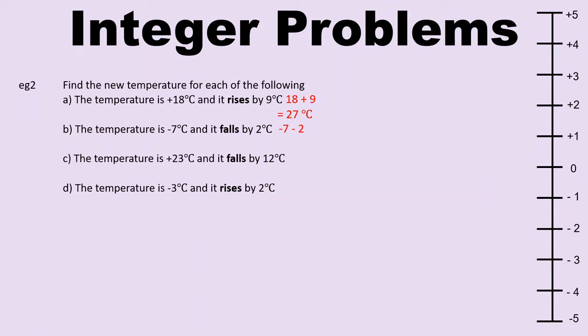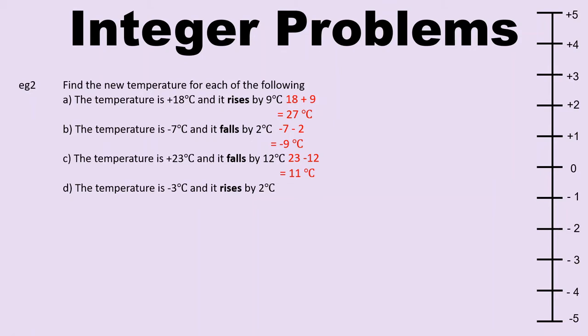If you find these questions relatively easy, feel free to hit pause, copy the questions, and work them out for yourself. And I'm just going to keep going through. So negative 7 minus 2 is going to be more negative. That's negative 9 degrees Celsius. For question C, the temperature starts out at positive 23 degrees Celsius and it falls by 12 degrees Celsius. Remember, falling means decreasing, going down. So we're subtracting 12 from the 23. Positive 23 minus 12, that's going to make it less positive, but obviously not enough to make it go into the negatives because 23 is bigger than 12. 23 minus 12 is still positive 11 degrees Celsius.